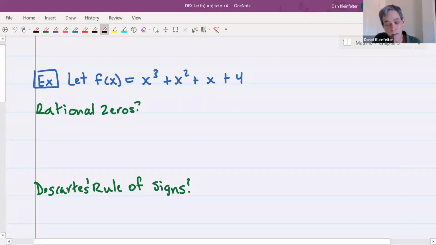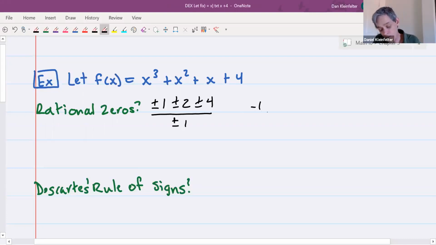Okay, so the possible rational zeros will be factors of 4 first on the top, plus or minus 1, 2, or 4. In the denominator will be factors of the coefficient of the leading term. That's 1, luckily for you. So it's just negative 1 and 1, negative 2 and 2, and negative 4 and 4. So there are 6 possible rational zeros. There may be some irrational zeros, I don't know. But there are 6 possible rational zeros.